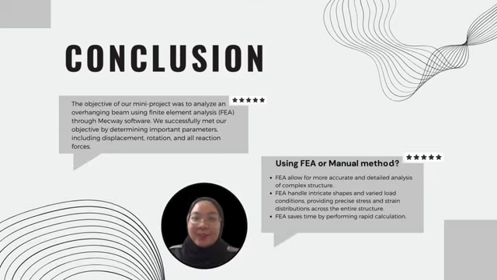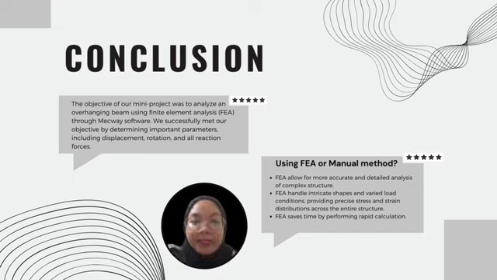Assalamualaikum. For the conclusion, of course, our objective was to analyze an overhanging beam by using finite element analysis, or FEA, through McRae software. So, for our conclusion, we successfully met our objective by determining important parameters including displacement, rotation, and all the reaction forces. Next, what we can conclude from our mini project is the difference between using finite element analysis and the manual method.